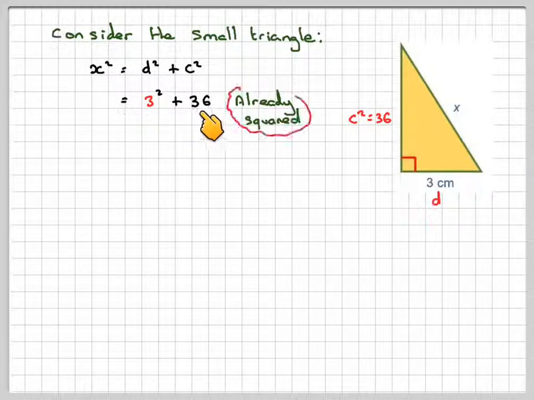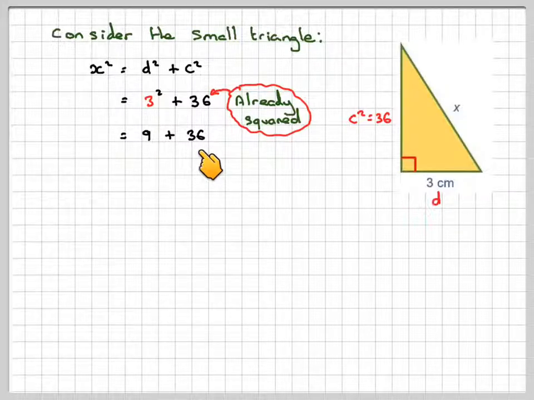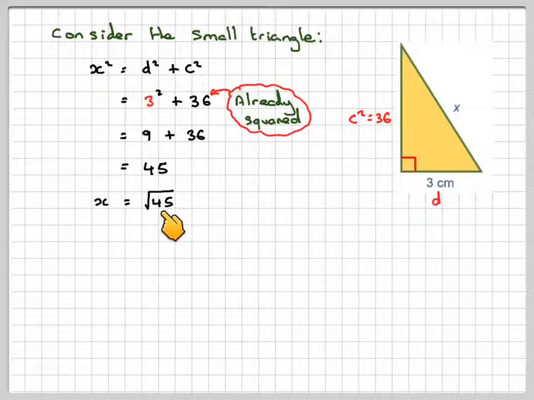We don't need to square this again. This is already squared from the previous part. And this way we can avoid making a rounding error. So this will be 9 plus 36. 9 plus 36 is 45. X will be the square root of 45. If you put that in on your calculator, it will give back an answer of 3 root 5.